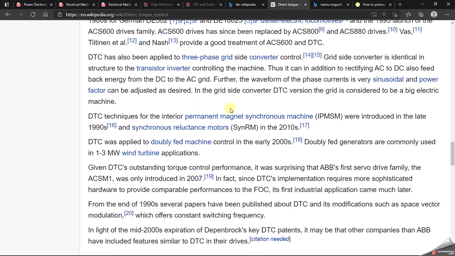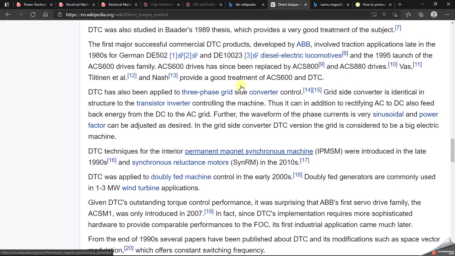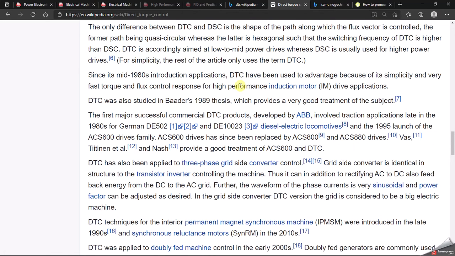the guys that took on the challenge of DTC was ABB. These guys over here. And now, 2021, they haven't stopped. It was very clever of them to realize the benefits of that.